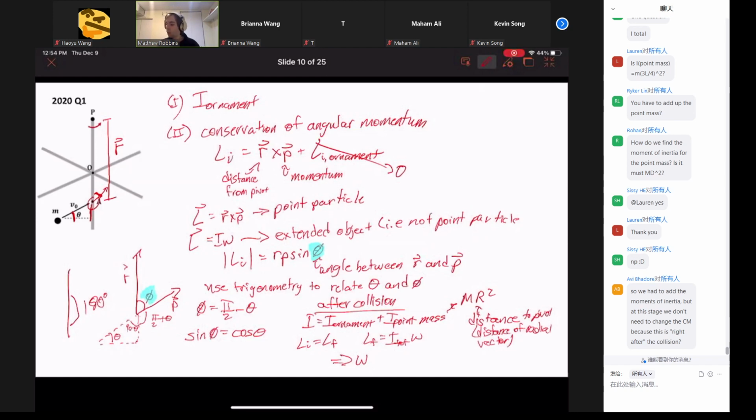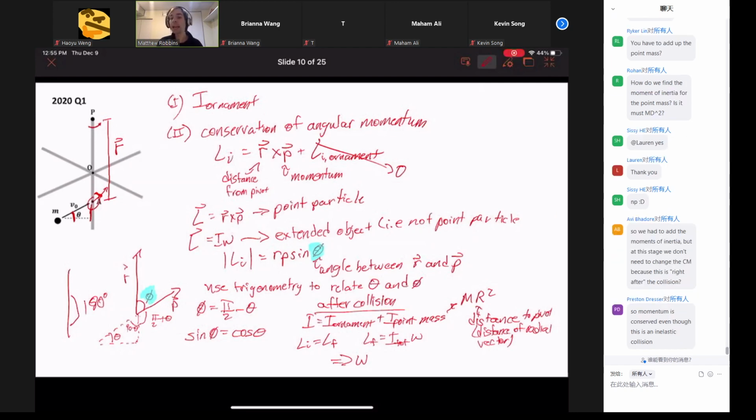Right, so then what we've done is find the angular velocity right after the collision. And the way that we found the angular velocity was basically by doing geometry. We draw a right triangle, we identify what our angle theta is, and then we keep calculating various angles until we find the angle between our radial vector and our momentum vector. And the momentum is going to be conserved in this because there's no external torque acting on it. And even though it's an inelastic collision, momentum is always going to be conserved.